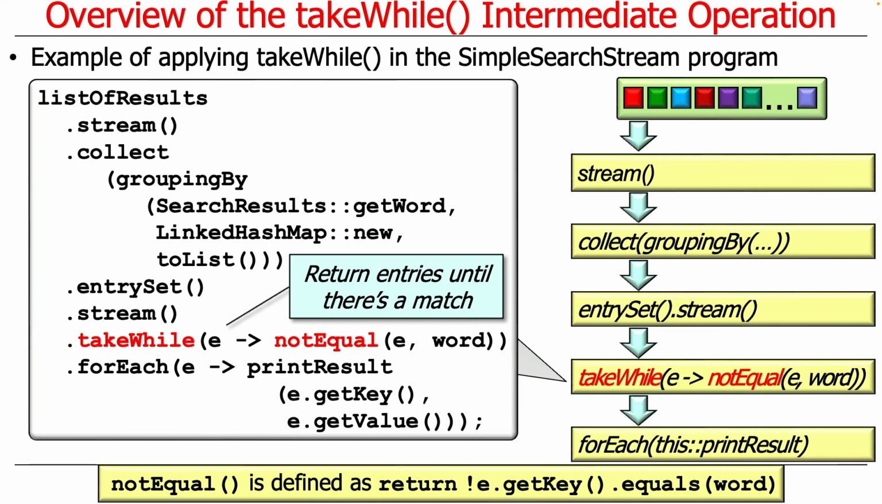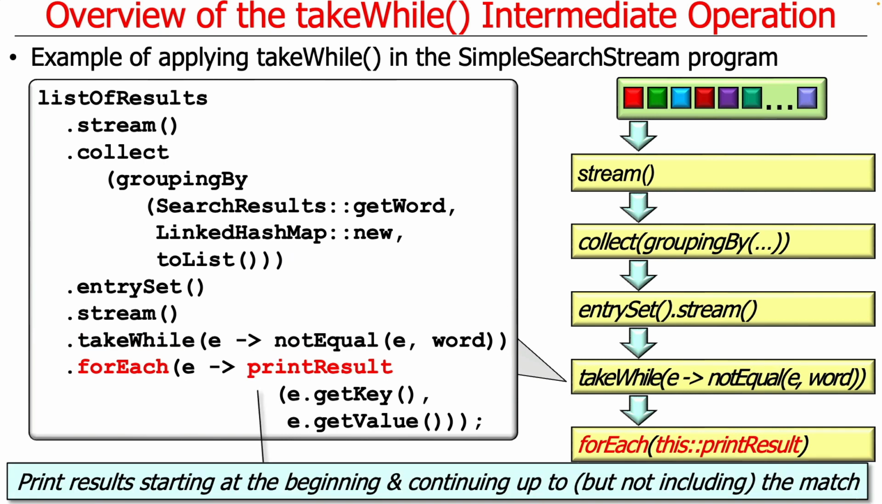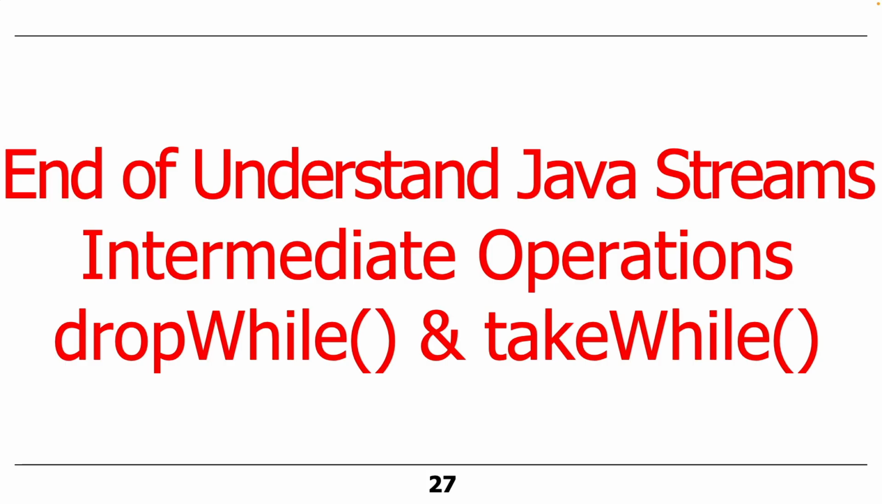And so once it finds the word it's looking for, it's going to ignore everything else. It'll print the result starting at the beginning and continue up to, but not including, the match. So this is a prefix slice as opposed to a suffix slice. So that's the end of dropWhile and takeWhile, which are very interesting operations.